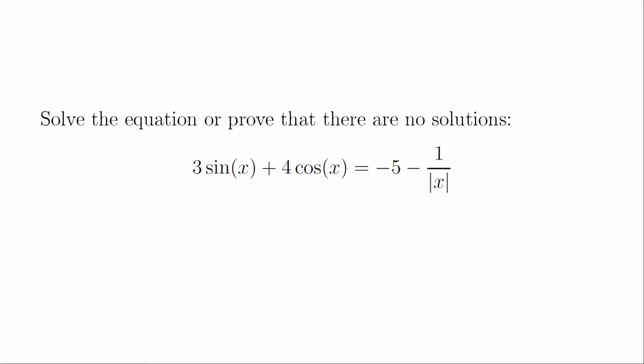And now, the English version. Solve the equation or prove that there are no solutions. 3 times the sine of x plus 4 times the cosine of x equals minus 5 minus 1 over the absolute value of x. I'll now give you a couple of seconds to pause the video in case you want to first try to solve the problem yourself.